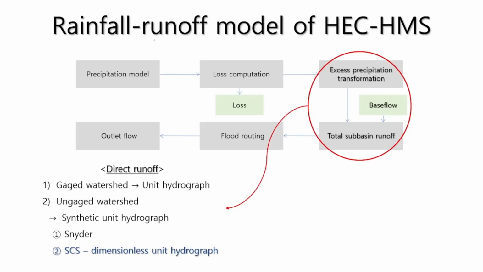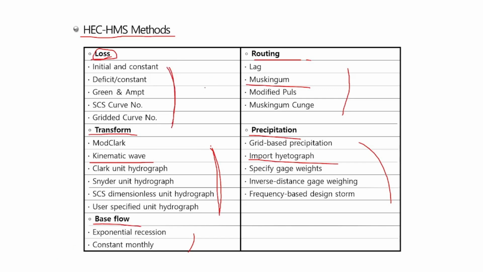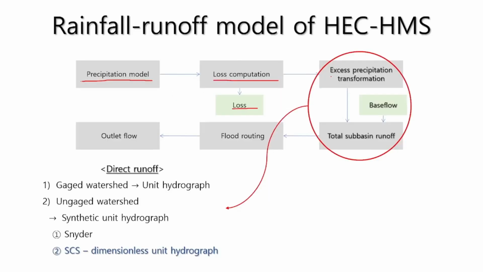So this is the rainfall runoff workflow basically. We have the precipitation model first, and then we have loss computation, and we get loss using one of these loss methods, right? And then we have excess precipitation transformation, and then we have the addition of base flow, and then we get total subbasin runoff. So again, loss is the part of the rainfall precipitation that doesn't make it to the ground, so it gets just lost.